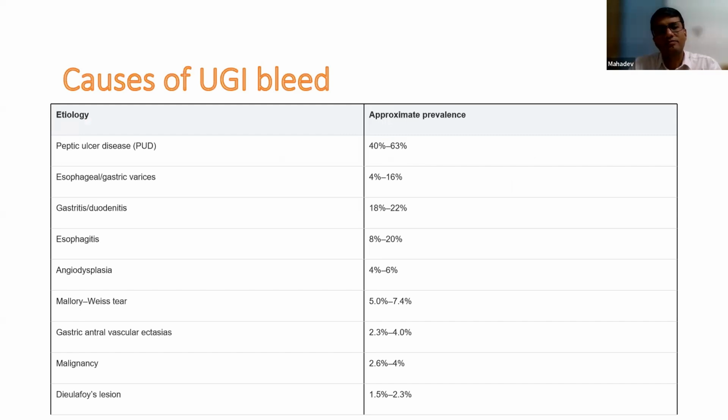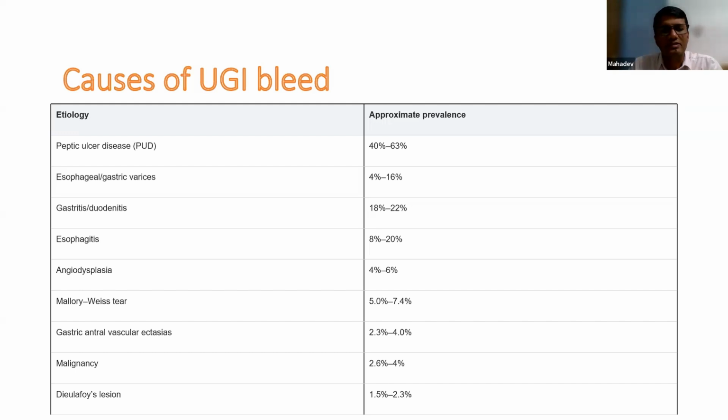So, causes of UGI bleed: the majority of causes is peptic ulcer disease, 40 to 60%. As I told you, with the introduction of PPIs and over-the-counter medication, peptic ulcer disease induced bleeding is coming down. But with the use of antiplatelets and medications that can cause gastritis, there is still a prevalence of 40 to 60% of peptic ulcer disease.